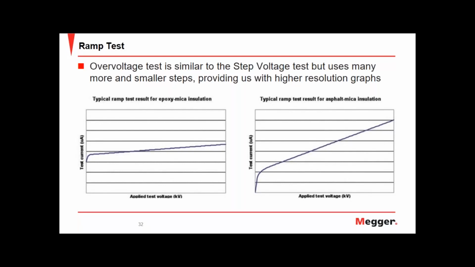Now here you can see there are some traces. Different materials work in different ways. These have different test currents as the voltage is ramped up, and these are typical graphs for good quality insulation materials.